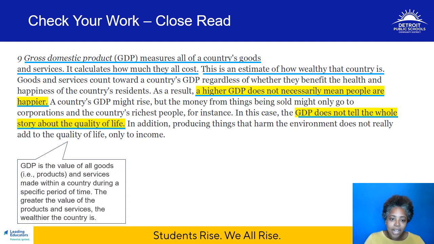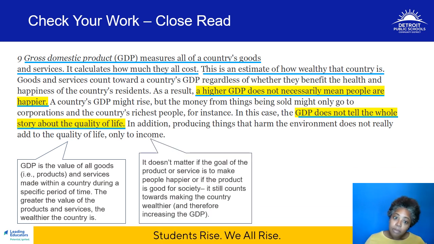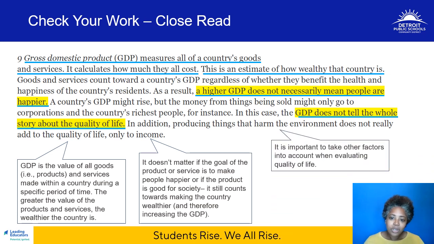First, GDP is the value of all goods, products, and services made within a country during a specific period of time. The greater the value, the wealthier the country is. I also learned that it doesn't really matter if the goal of the product or the service is to make people happier or if the product is good for society. It still counts towards making the country wealthier and therefore increasing the GDP. I also learned that it's really important that we take other factors into account when we're evaluating the quality of life.